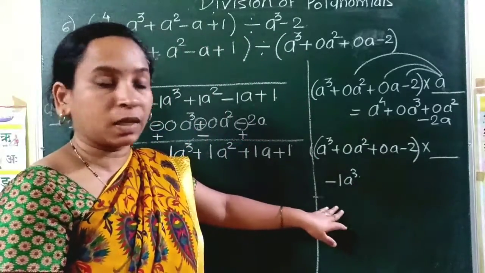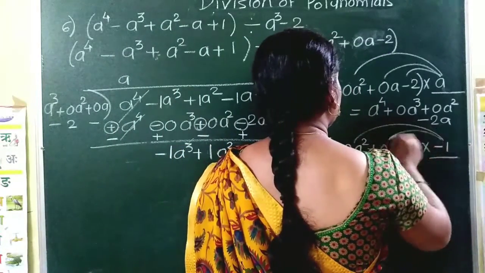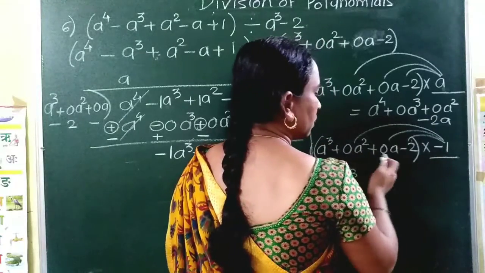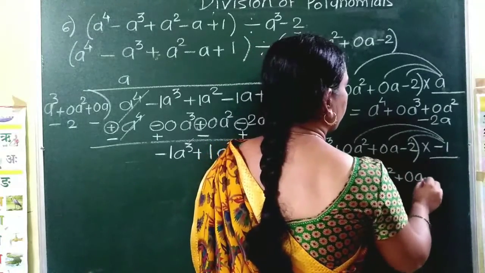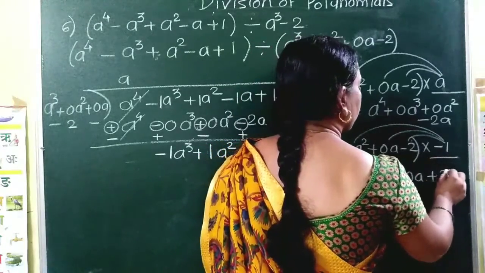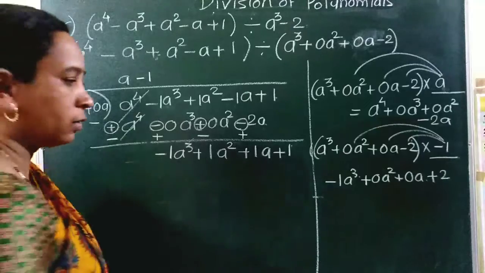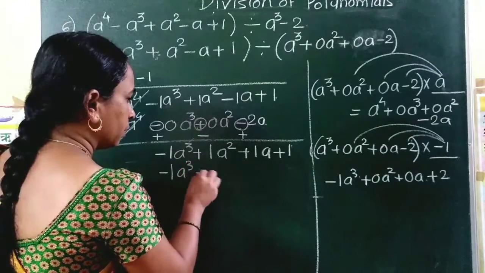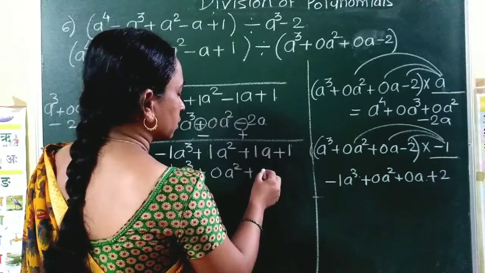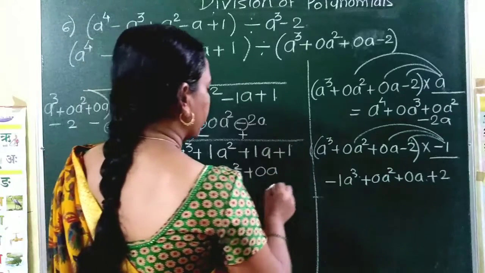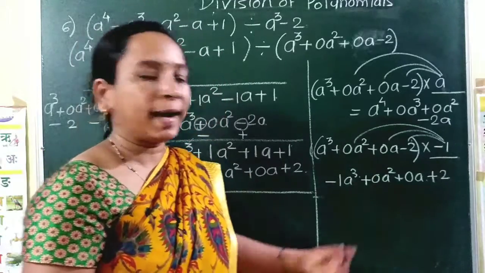So to get minus 1a cube, I should multiply this by minus 1. So multiply remaining terms. Here these are the two zeros terms, so you will get 0 only, 0a square plus 0a, minus minus plus 2 ones are 2. So I'll write the second quotient. It is negative 1. Product: minus 1a cube plus 0a square plus 0a plus 2.